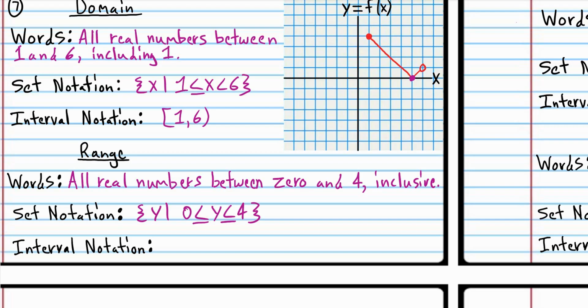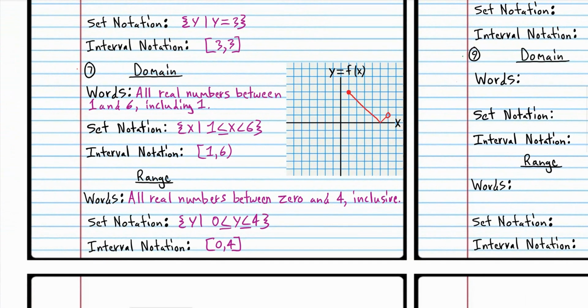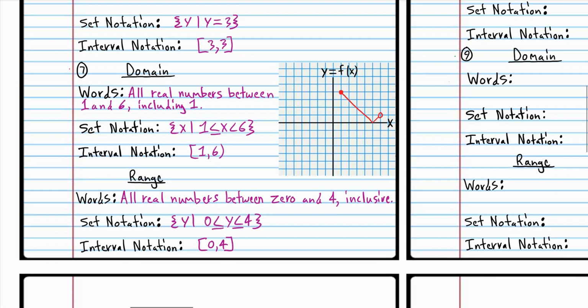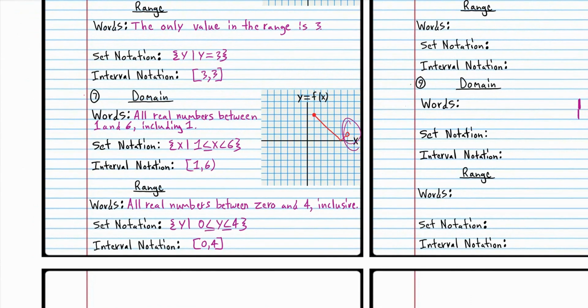And so let's write interval notation. We need brackets and 0, 4. So there you go. So that one was a little tricky because we didn't use this endpoint to figure out what the range was going to be.